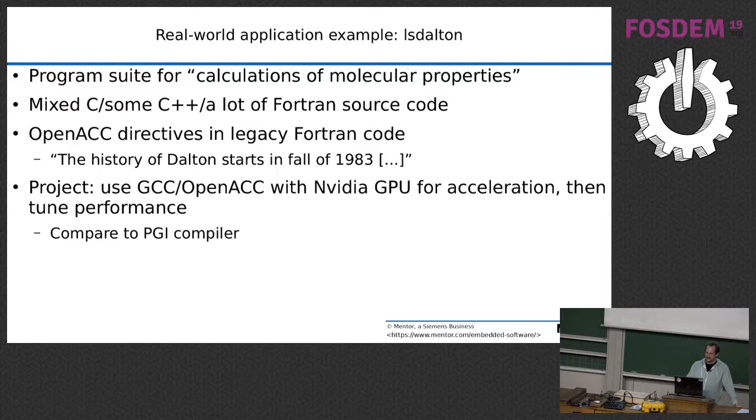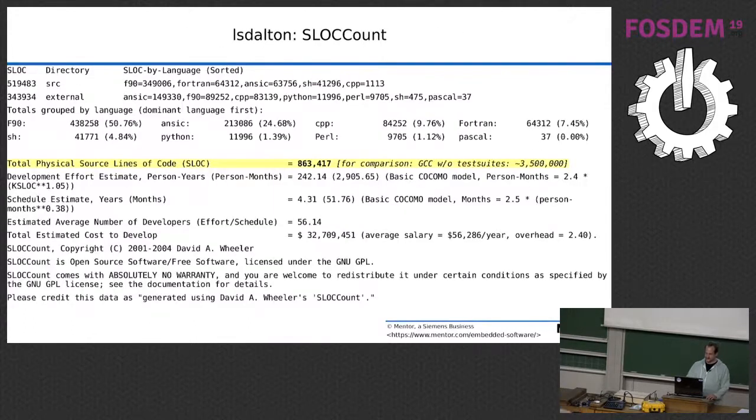Right, and well, I made this comment earlier about Fortran 77, so here we have it. The history of the Dalton application starts in fall of 1983, when I was 1 year old. And still a lot of the actual simulation code is, I guess, from that age, and it's Fortran. A lot of the scientific simulation code is in Fortran still. Okay, so that's just a quick overview of what we're talking about here.